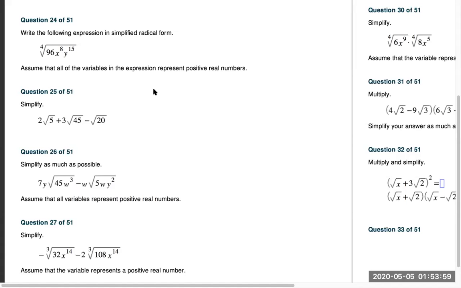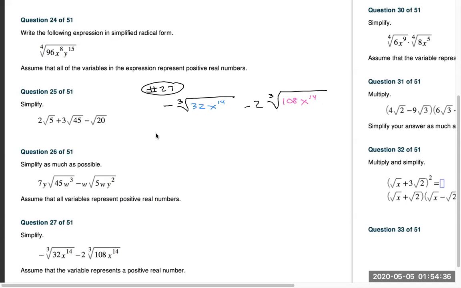All right, so we are on number 27 now. We have a negative cube root of 32x to the 14th minus, and let me make that a different color, make it blue, 32x to the 14th minus 2, we're going to have a cube root of 108x to the 14th.